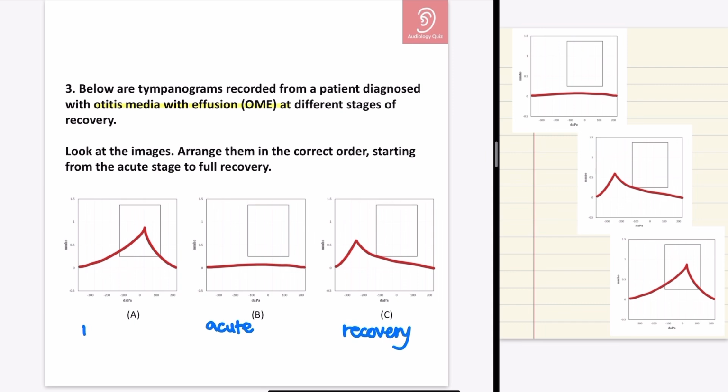Type A: full recovery. A type A tympanogram means that middle ear pressure has normalized, and the tympanic membrane is moving as expected. This represents complete recovery from otitis media. The correct sequence is B to C to A.